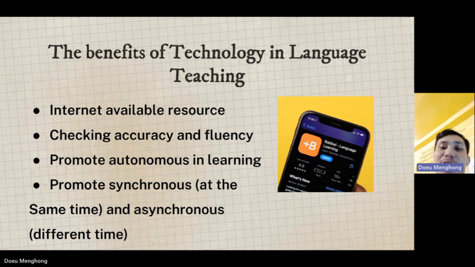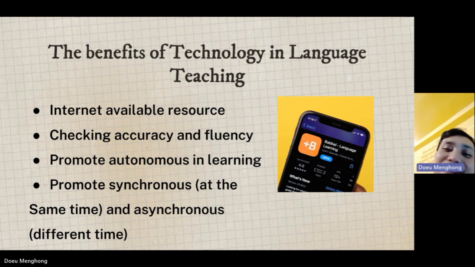Next, we can also check accuracy and fluency. How can we check it? Basically, now there are a lot of apps that we can use to check our pronunciation and also the sections of our words where there are any mistakes in the sentence. There are a lot of ways that we can check our fluency and accuracy by using apps actually.